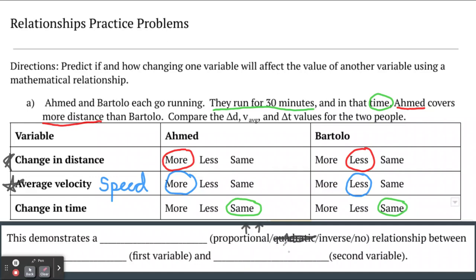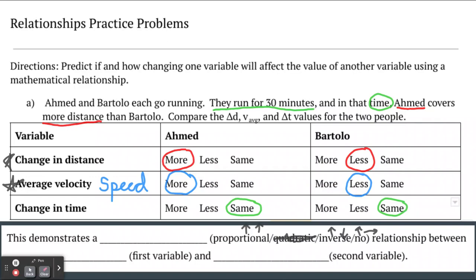Okay, back to this. If it's proportional, it means that as one variable increases, the other variable increases. If it's inverse, it means that as one variable increases, the other variable decreases. And if there's no relationship, then that would mean that as one variable increases, the other one stays the same.